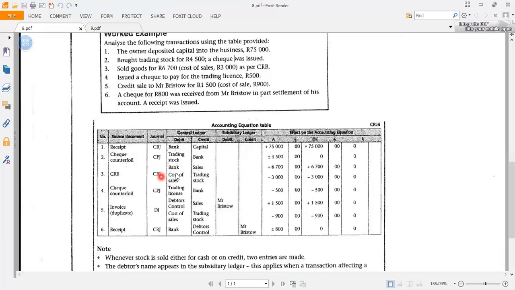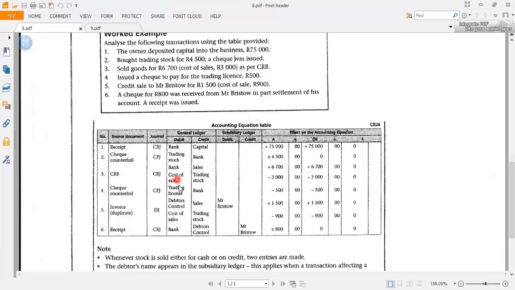Okay, so I'm going to debit the bank and credit sales. Plus 6,700, which the bank increased by, and the sales amount also increased by 6,700. 0 under L. The next part to it, I've got to effect the cost of sale amount.